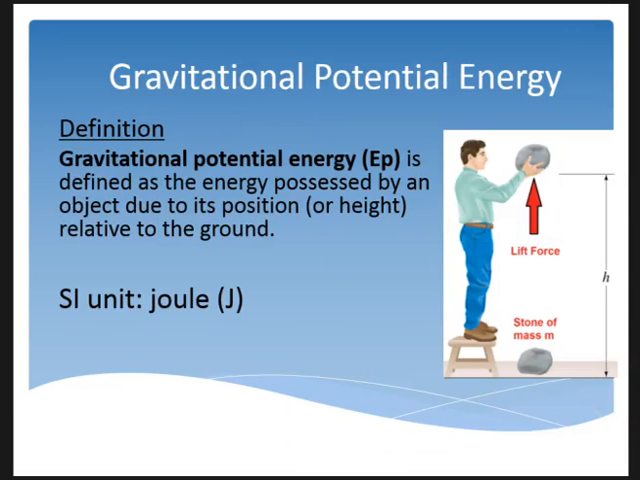So, gravitational potential energy. By definition, gravitational potential energy, symbol EP, is defined as the energy possessed by an object due to its position or height relative to the ground. What do we mean by relative here, you may ask? Relative simply means the object's height or position from the ground. The SI unit of GPE is none other than joules, the symbol of which is a capital J.